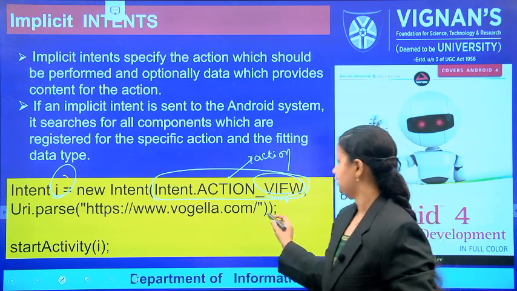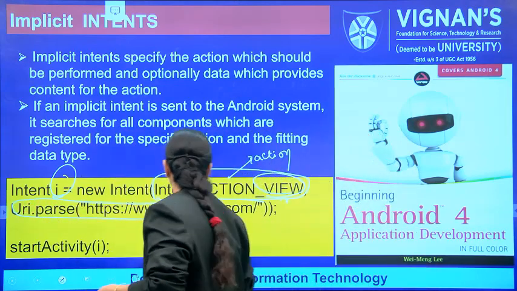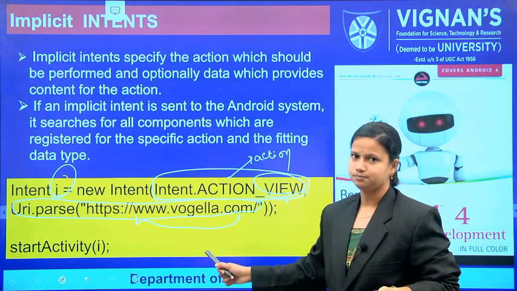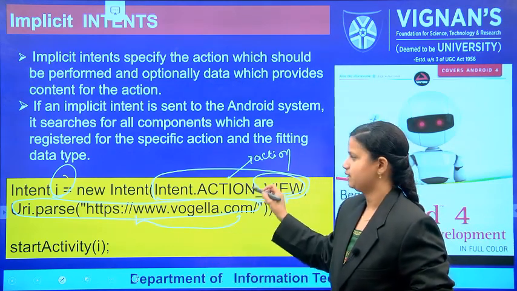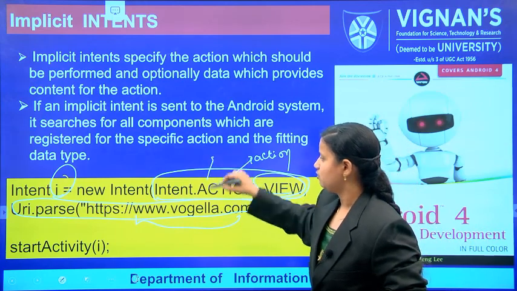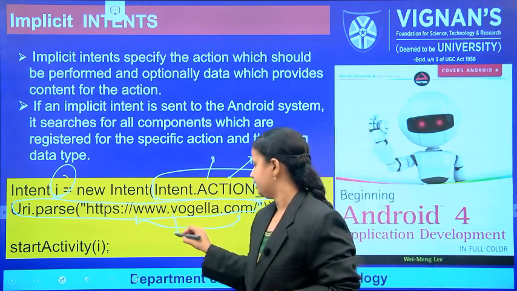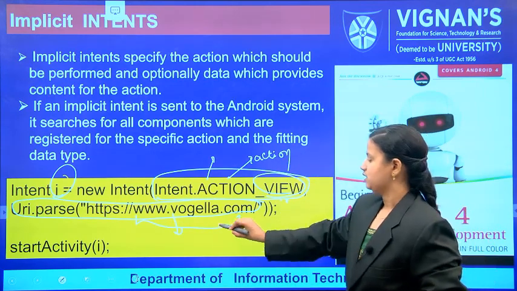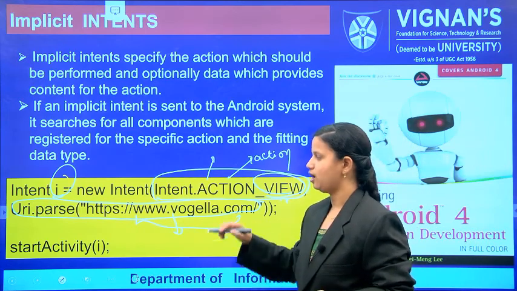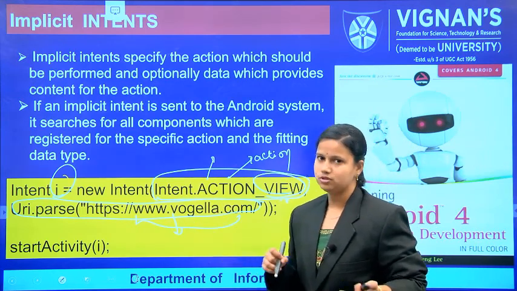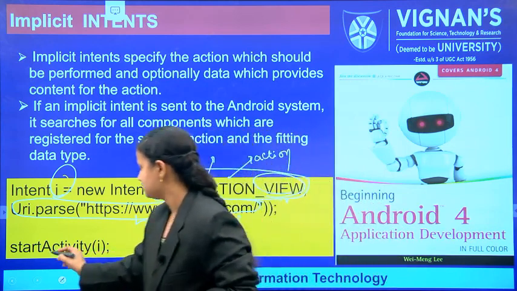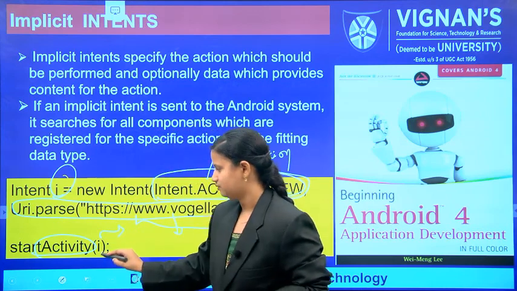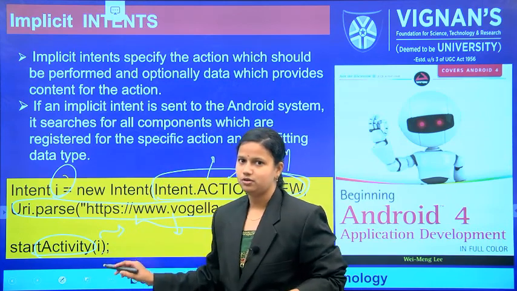So, when you want to view a web page, I want to visit this website, first of all we have to specify what the action is, and then we have to provide an address, the data or the content for the action. After creation of all these, we have to start your activity. You have to call a method, startActivity. In this startActivity, we have to specify the intent instance, the intent object name.